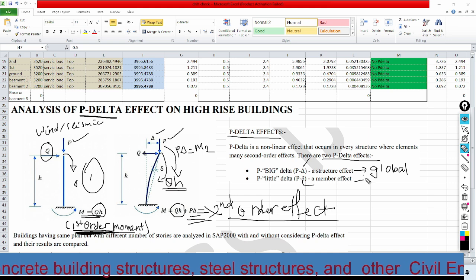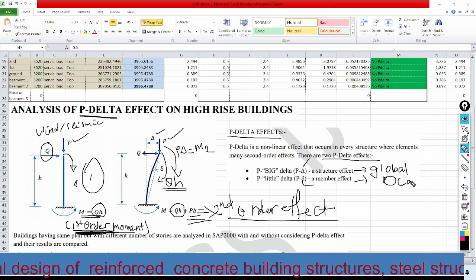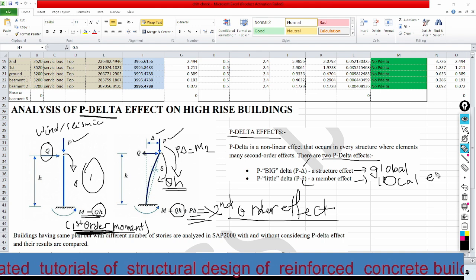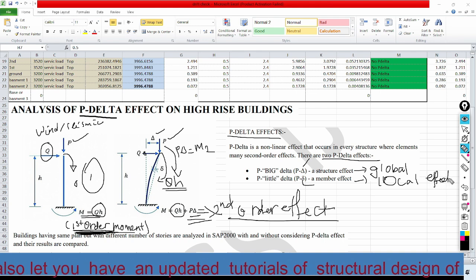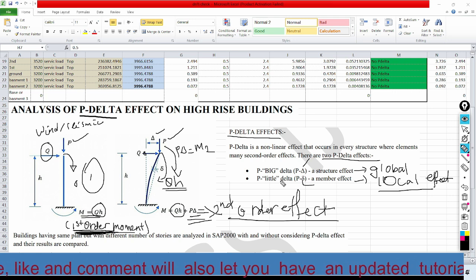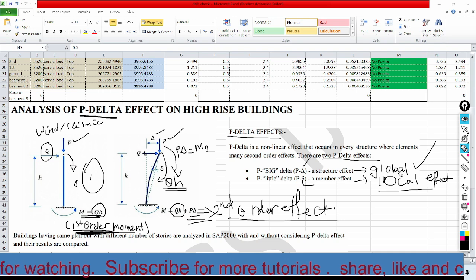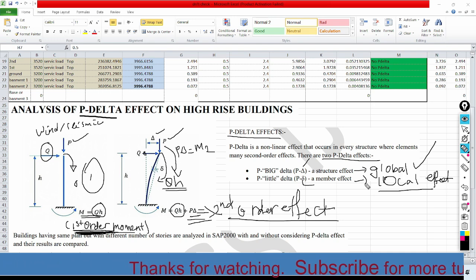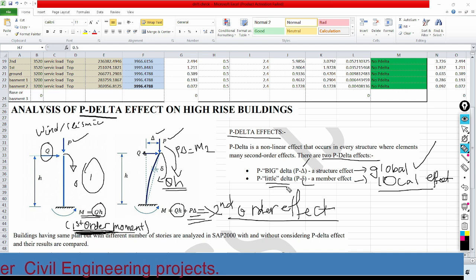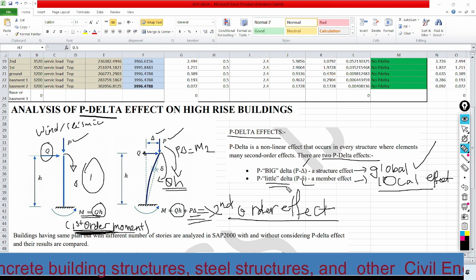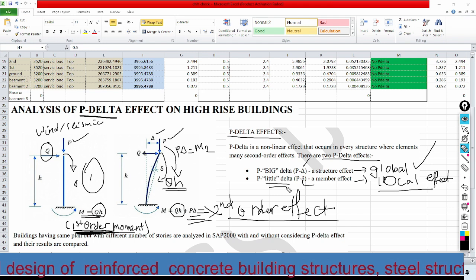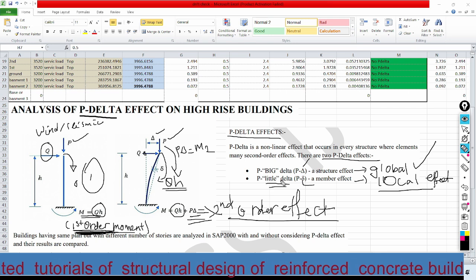This is a global effect, and this one is a local effect. It is a local effect. So we need to take care of this global effect because it affects the whole structure. But in the case of the P sigma or the little delta, it will not have that much significant effect on the behavior of the structure because it is a small displacement.